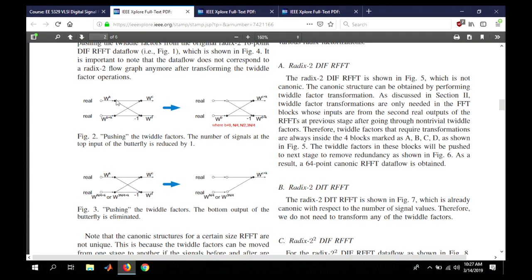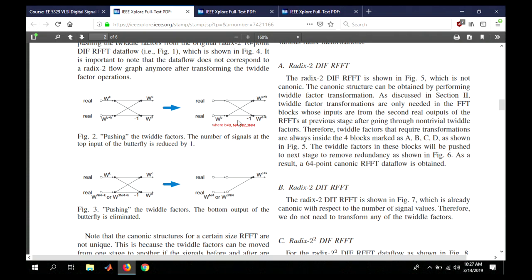So, pushing twiddle factors, this shows w to power k, w to power b plus k, and w to power c and d. You push w to power k to the right. So, this is w to power 0, w to power b, and then this becomes c plus k, d plus k. Now, this b, it so happens, is not any arbitrary number.